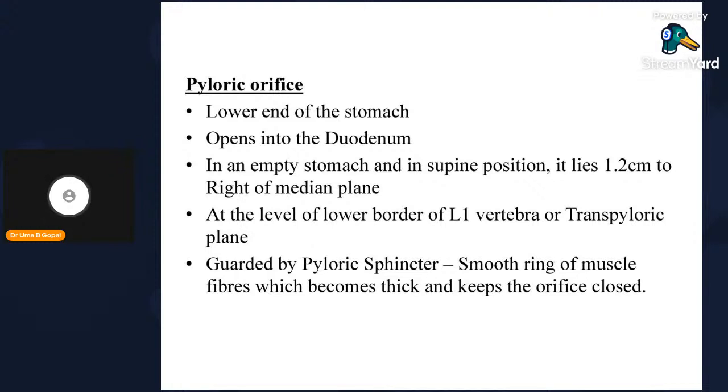At the level of the lower border of L1 vertebra, or at the level of the transpyloric plane, it is guarded by the pyloric sphincter. Anatomically, you can see the sphincter. It always keeps the lumen closed until the food is converted into a homogeneous paste by mixing with the pepsin secreted by the cells in the stomach. Smooth muscle fibers become thick and keep the orifice closed.